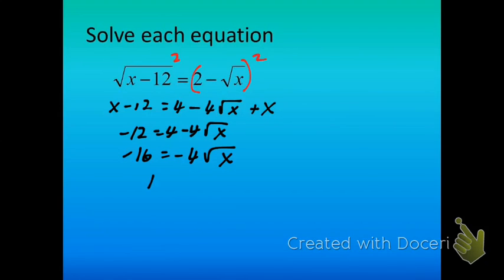Divide by negative 4 there, so 4 equals the square root of x. And now square it so you get 16 equals x. And it's a problem like this where it's definitely vital to check to make sure you got a good solution.